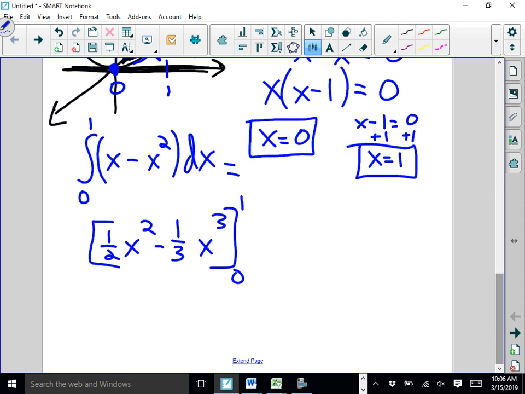Since they don't have the same coefficient, I can't pull out a half here or pull out a third unless I split these two integrals and did them individually. So I'll just leave the half and the third alone. And what I have is half 1 squared minus a third 1 cubed, that whole thing in parentheses, minus a half 0 squared minus a third 0 cubed. I'm running out of room there.